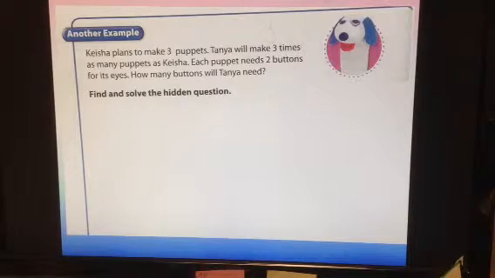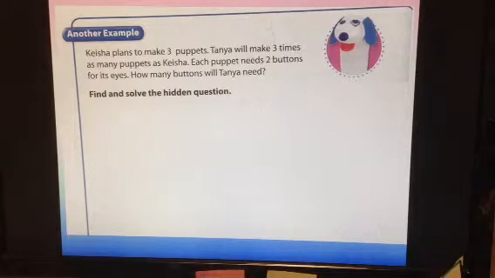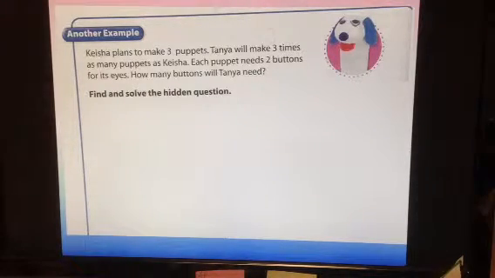Keisha plans to make 3 puppets. Tanya will make 3 times as many puppets as Keisha. Each puppet needs 2 buttons for its eyes. How many buttons will Tanya need? First it says find and solve the hidden question. Pause the video if you need to find and solve the hidden question.